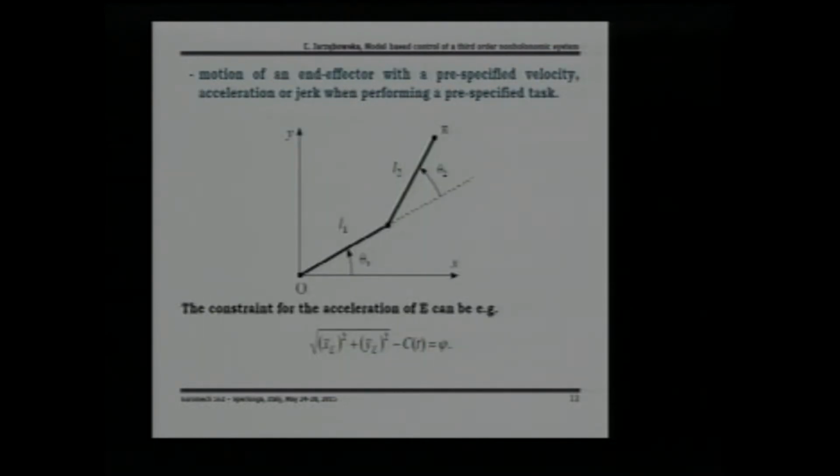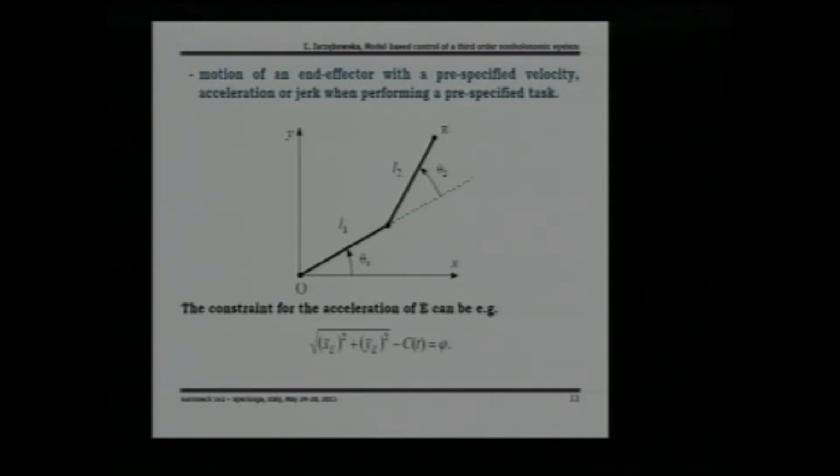And let's now arrive to the example of our interest. The end effector, the simplest case ever, a two degree of freedom manipulator, and we want the end effector to move in some pre-specified motion. This is the first thing, because it has to work. So do the work first. And also, we want some pre-specified velocity or acceleration or jerk. We want to control this when performing that specified task.